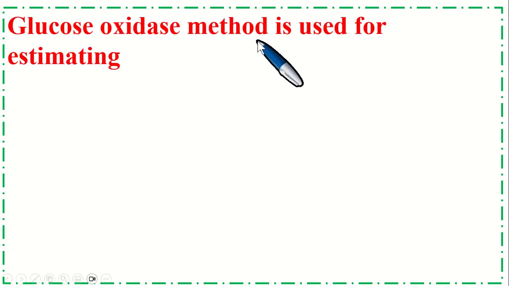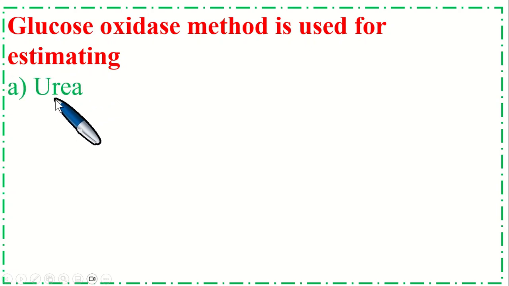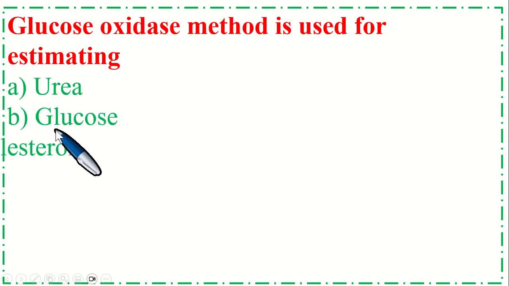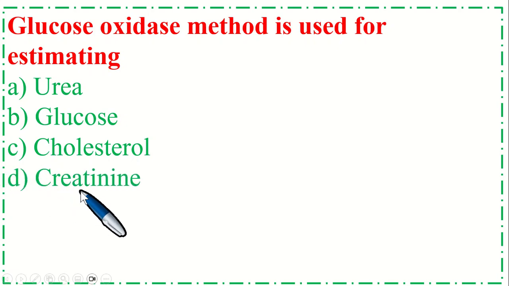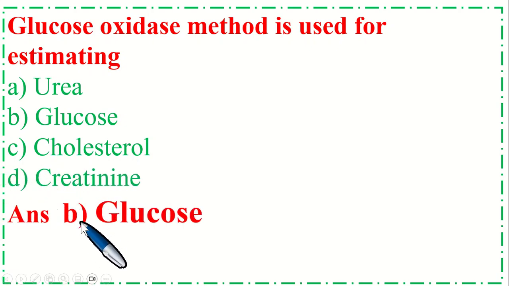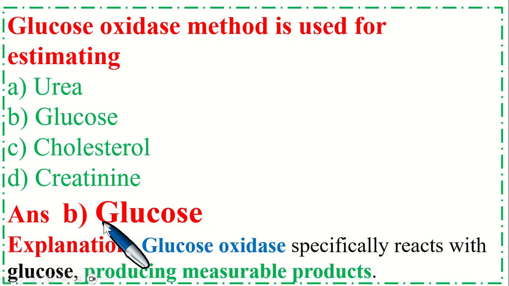Glucose oxidase method is used for estimating option A urea, B glucose, C cholesterol, and option D creatinine. So the correct option is B glucose. Explanation: glucose oxidase specifically reacts with glucose, producing measurable products.